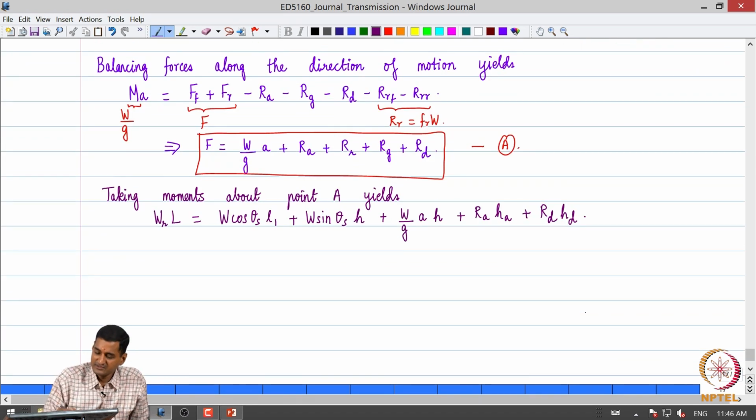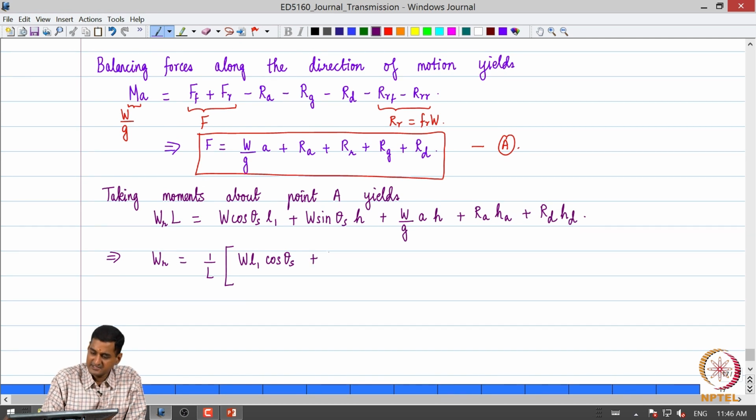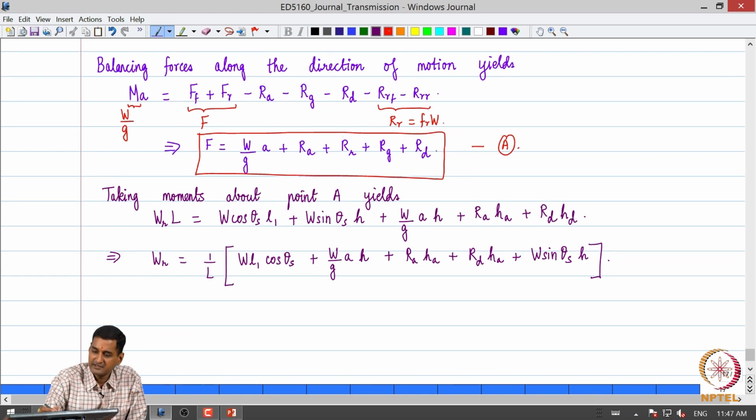right. So, this implies that WR, which is the net load on the rear wheel, the normal force on the rear wheel, will be 1 by L times W L1 cos theta s plus W by G A times h plus RA HA plus RD HD plus W sin theta s times h, right. This is another equation.